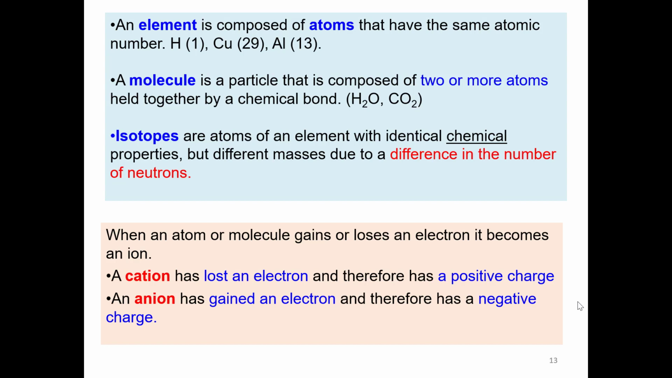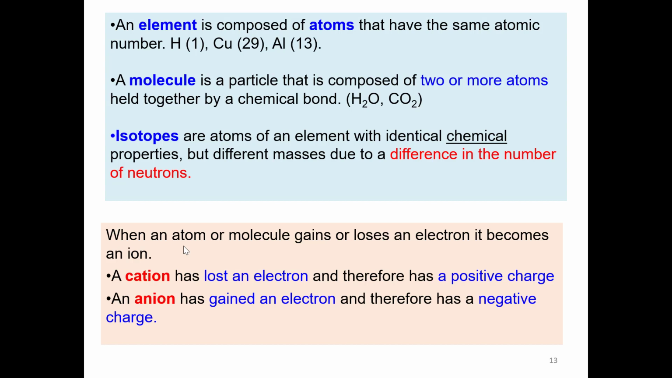And the isotopes, now we know, are atoms of an element with identical chemical properties but different masses due to the difference in the number of neutrons. Isotopes have the same atomic number because they correspond to the same atom, but they have a different number of neutrons, and this is why they have different atomic masses.